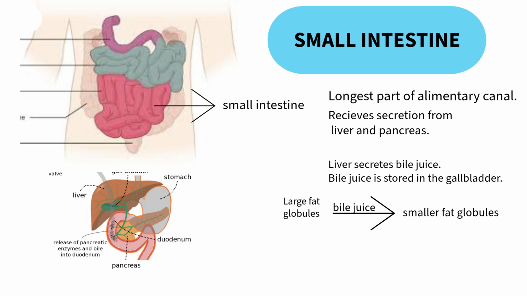The small intestine receives secretions of two glands, which are shown in the second picture, and those are the liver and pancreas. The liver secretes bile juice, which is normally stored in the gallbladder. You can see it in the picture, and it is a greenish yellow liquid. The color of the liquid is greenish yellow.